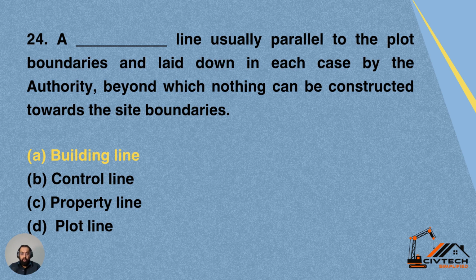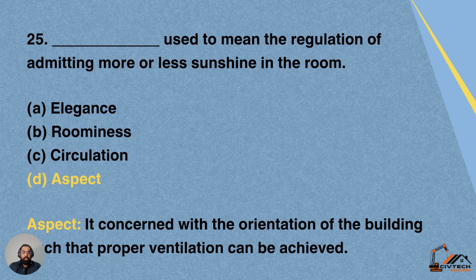So normally there are two lines. One is the plot line, which is our extreme end, and beyond that nothing can be constructed. And then there is a building line, which is normally inside the plot, but that is the maximum extent of the building or the maximum layout of the building, and beyond that line no building is constructed. So that line is called the building line. Is it control line, property line, or plot line? It's the building line, as it is already within the property line or plot line.